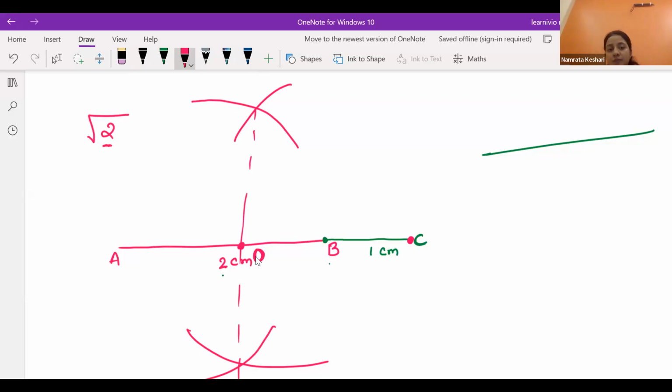Okay, midpoint of AC. Now what we want to do, we will be drawing a semicircle by taking the center as O and radius as AO. You need to press the needle at point O and you need to take the radius as AO or maybe OC. AO and OC are same because you divided it into equal parts. So AO or OC you are taking as radius and center you are taking as O and you are drawing a semicircle like this.